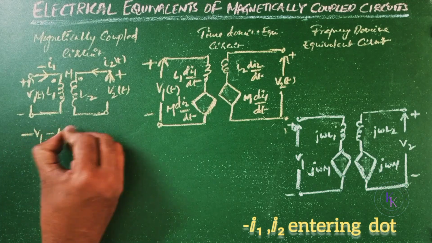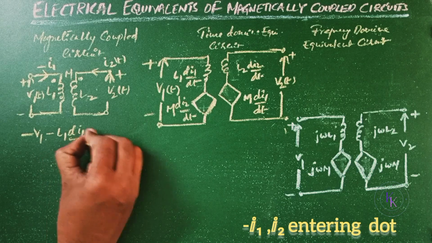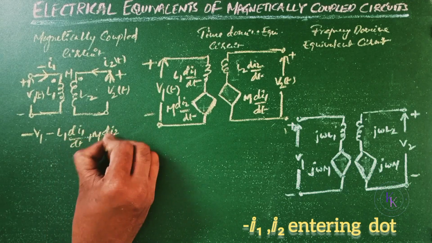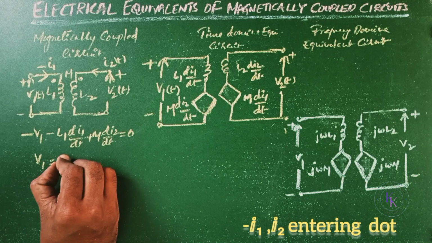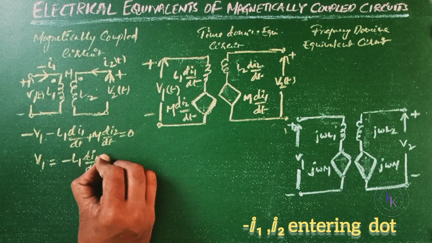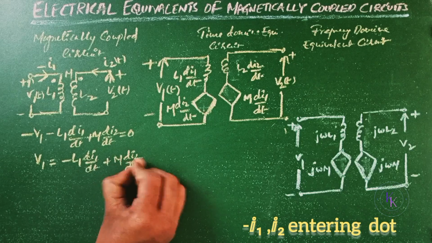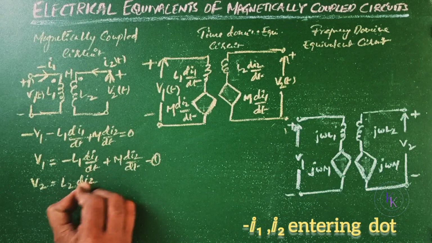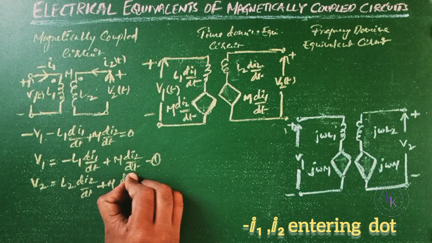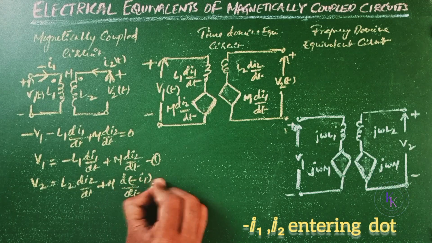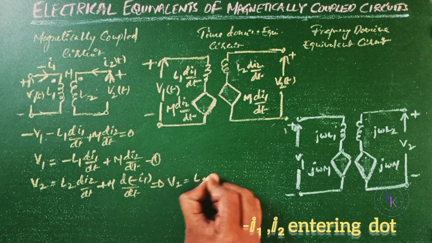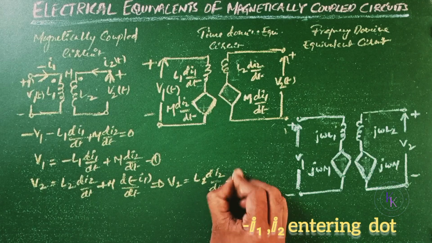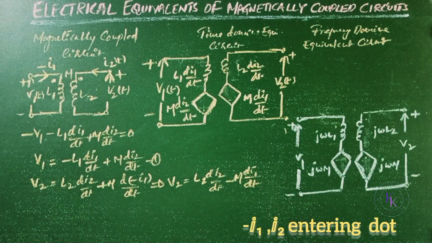Now let us write the loop equations. Minus V1 minus L1 di1 by dt plus M di2 by dt equals 0. So V1 equals minus L1 di1 by dt plus M di2 by dt. That is equation 1. For V2, V2 equals L2 di2 by dt plus M d(minus I1) by dt, which gives V2 equals L2 di2 by dt minus M di1 by dt. That is equation number 2. Now, from equations 1 and 2, let us draw the time domain equivalent circuit.